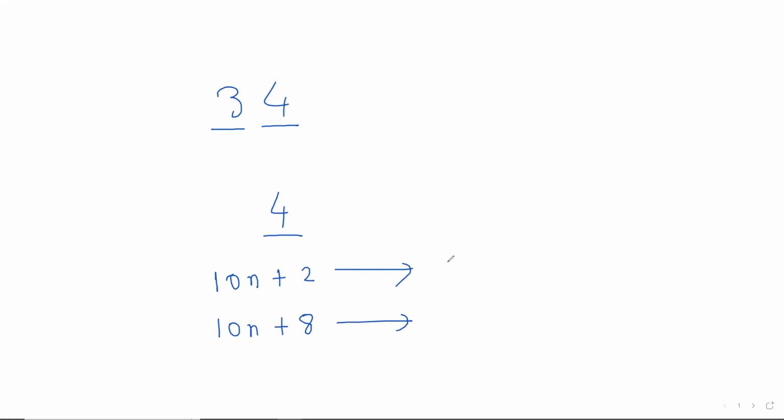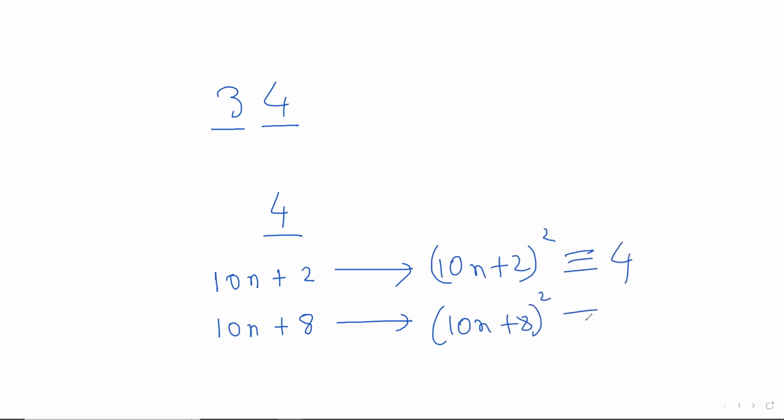Because you'll get 100n square plus 40n plus 4 in the first case, and both 100n square and 40n will be divisible by 20, but 4 will not be. Similarly, both will leave remainder 4, but 34 does not, 34 is 6 mod 20. Yeah, that's a very nice explanation.